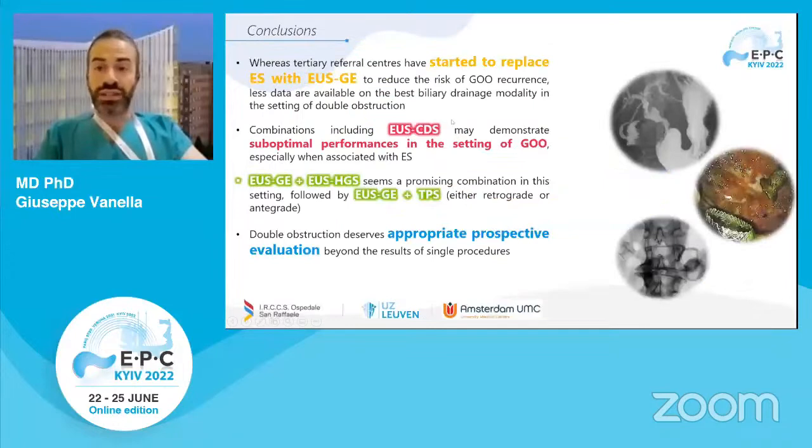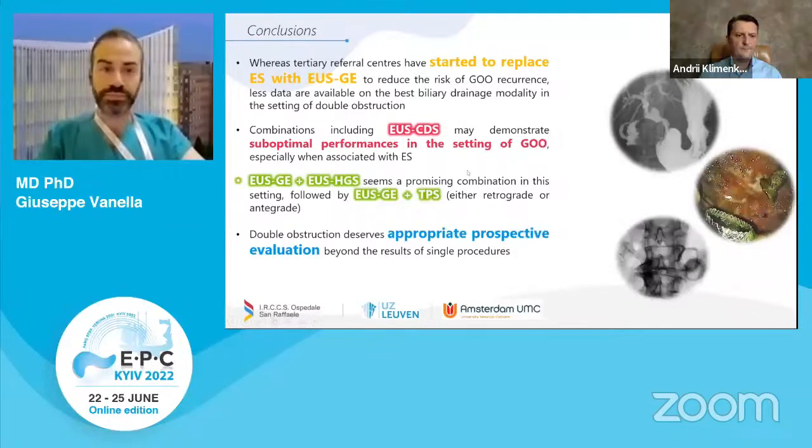In conclusion, we already know that enteral stenting has a worse long-term outcome than EUS-guided gastrojejunostomy. This study suggests that EUS-guided cholecystostomy in the setting of gastric outlet obstruction may demonstrate suboptimal performance, while other procedure combinations seem promising, as for example, gastrojejunostomy plus hepatogastrostomy and gastrojejunostomy plus transpapillary stenting, to be confirmed in appropriate prospective evaluation. Thank you for your attention.